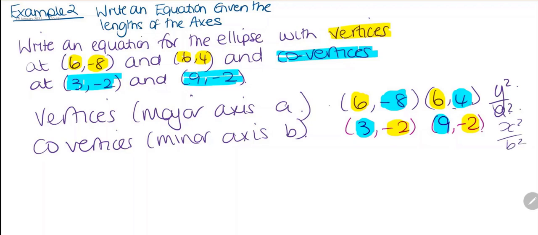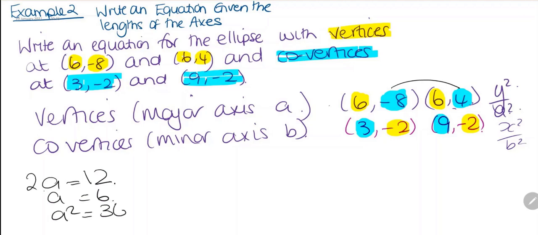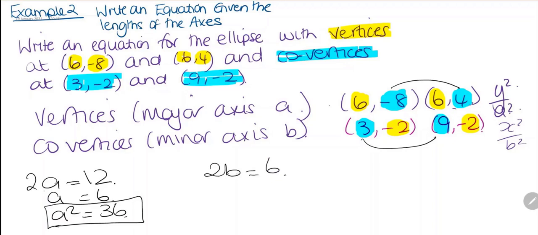To work out A, we're going to find 2A. This is going to be the distance between our -8 and our 4. So from -8 to 4, this is going to be 12. So A will be 6 and A squared will be 36. And then if we look at B, so 2B, we're looking at the distance between 3 and 9. So that's going to be 6. If we divide by 2, B is 3 and B squared is 9.